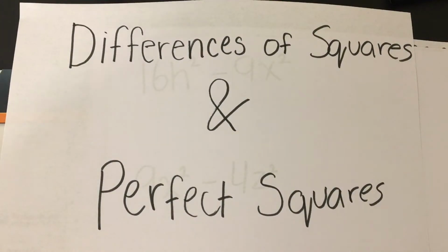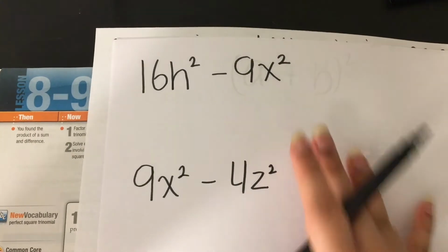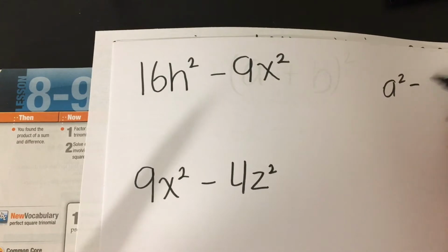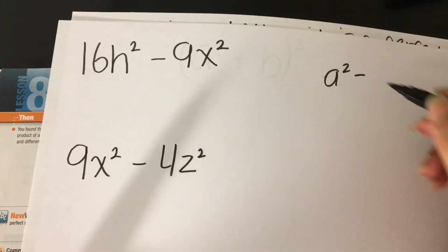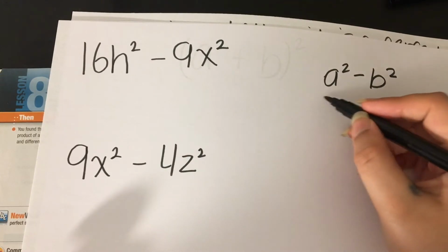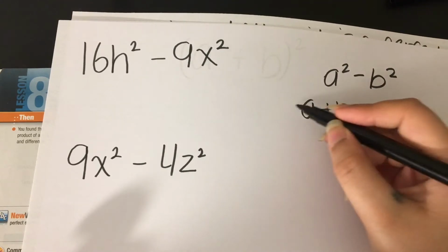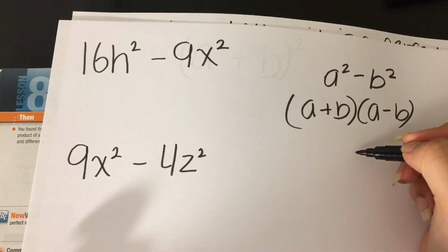In this video, you will learn about differences of squares and perfect squares. Before we do this, let me show you a theory. A squared minus B squared is equal to A plus B times A minus B. Don't believe me?